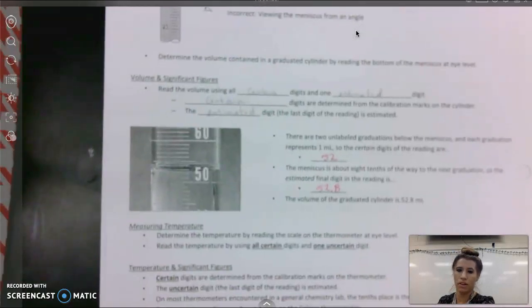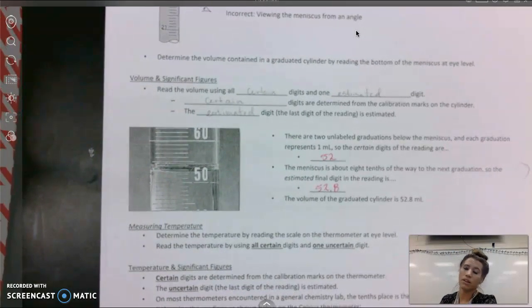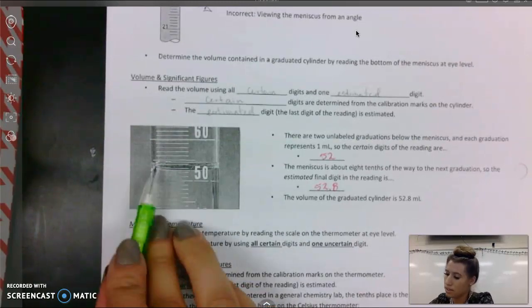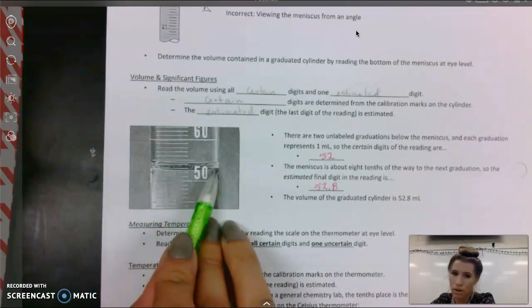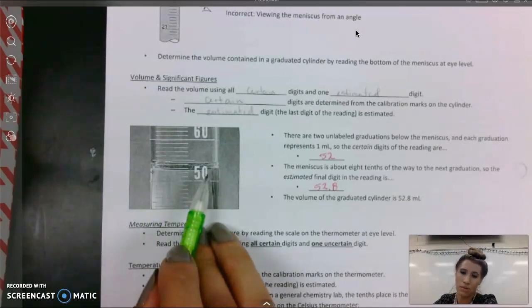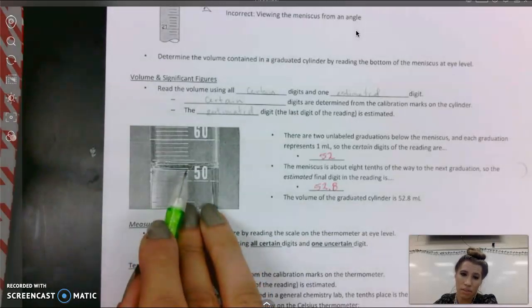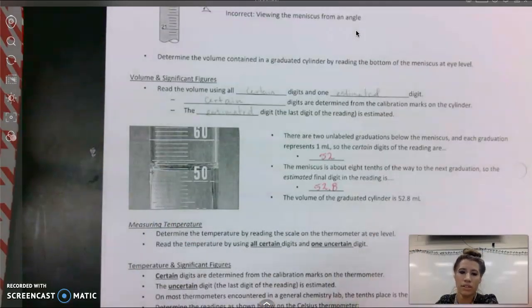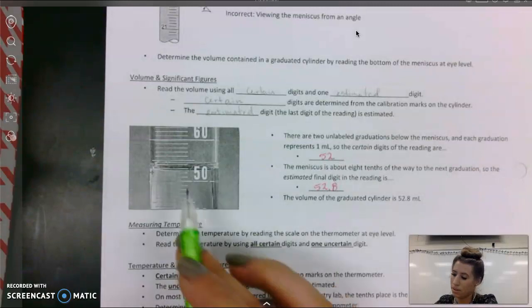The second thing is make sure with volumes that you're reading from the bottom of the meniscus. And a meniscus is kind of that curved shape that the liquid makes within a graduated cylinder. Okay, so I say that the bottom of my meniscus is right there. Okay. Let's see what our estimated value would be with this.